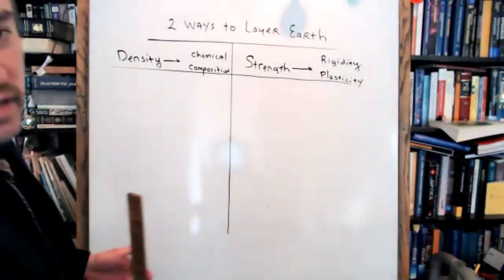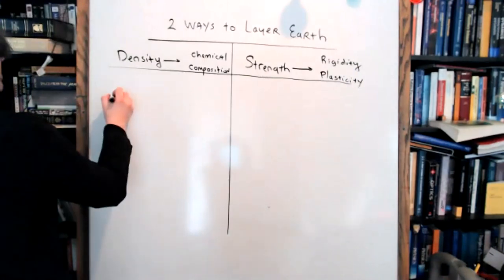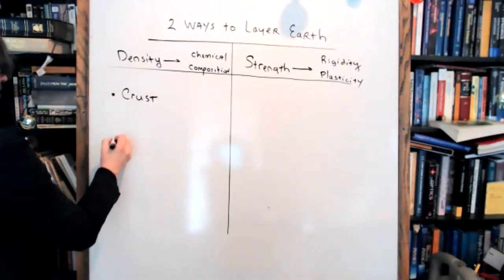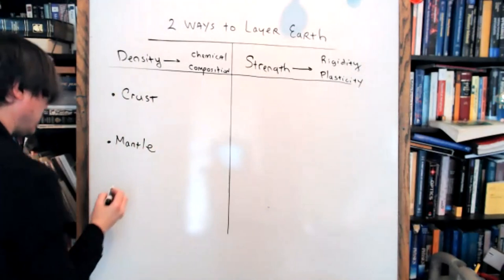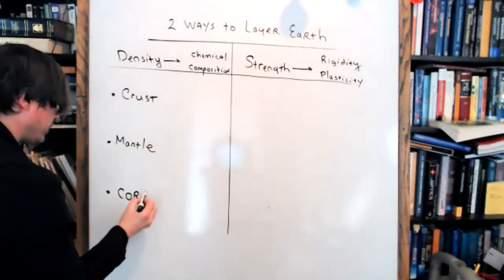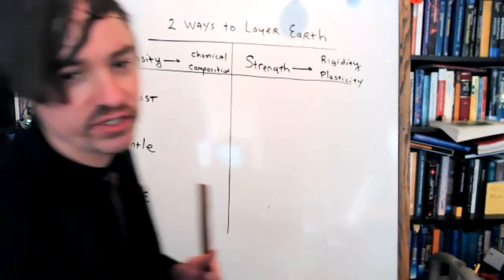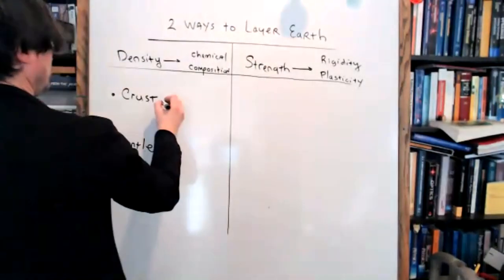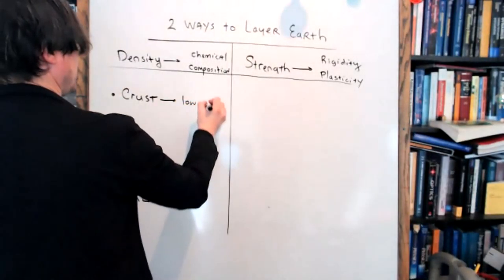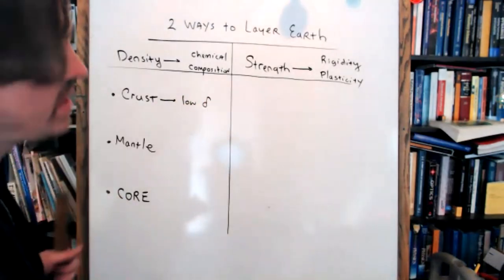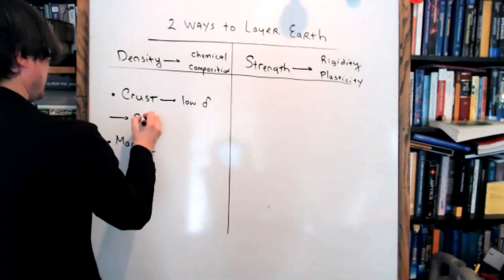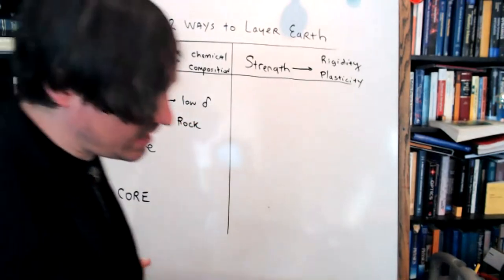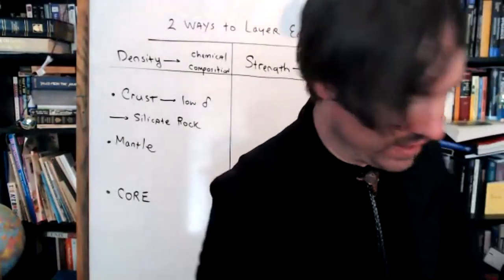Okay. If we layer the Earth by density, it's the same story. Crust, mantle, and core. And let's talk a little bit about the differentiation of Earth's layers. The crust is low density. Remember that I use the symbol delta for density. And it's mostly made of silicate rock. In fact, you often hear geologists refer to rocks as silicates.